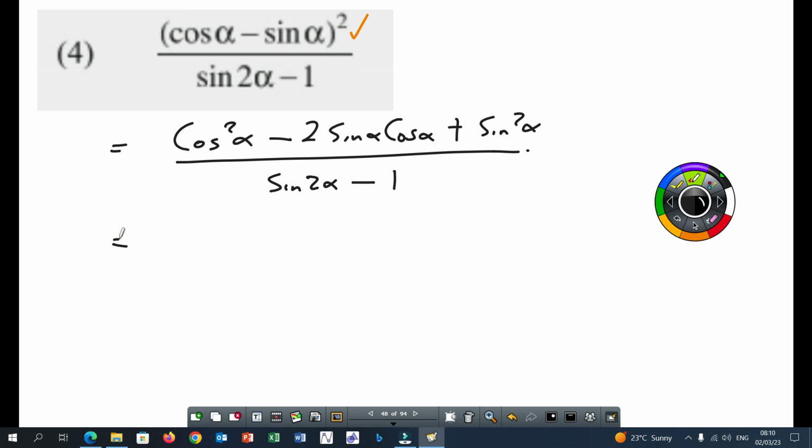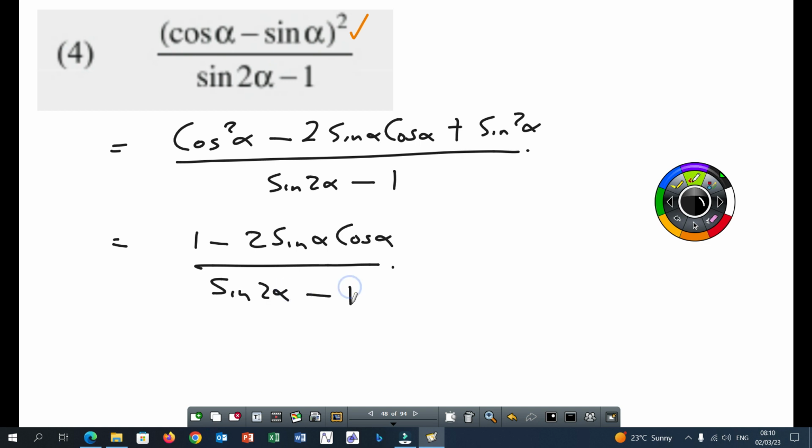So cos squared alpha plus sine squared alpha is a 1. So that will give me 1 minus 2 sine alpha cos alpha, all over sine 2 alpha minus 1. Already I'm smiling because I know that 2 sine alpha cos alpha is equal to sine 2 alpha. So I'll write this as 1 minus sine 2 alpha all over sine 2 alpha minus 1.